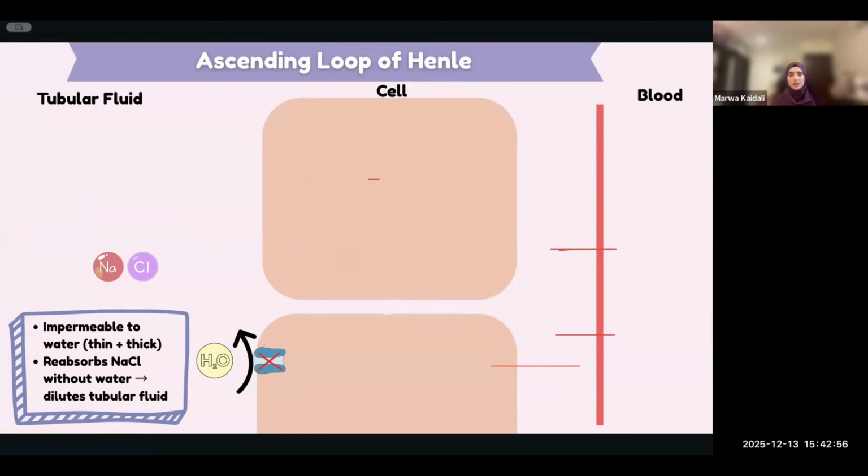So now what do you think? Okay, it is impermeable to water, and the main job of the ascending loop of Henle is to reabsorb sodium chloride. Because in the descending loop, we were not reabsorbing sodium chloride, we were only reabsorbing water. So now the concentration of the sodium chloride is going to be high. So this is why we're going to try and reabsorb it in the ascending loop of Henle. So again, high concentration, so we're going to try to reabsorb it.